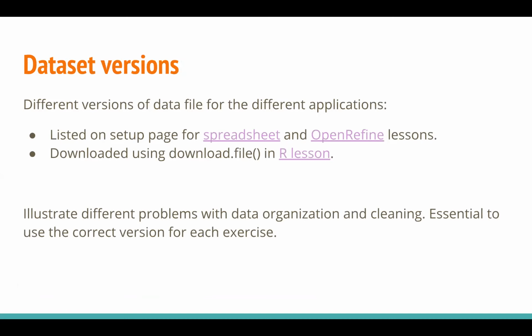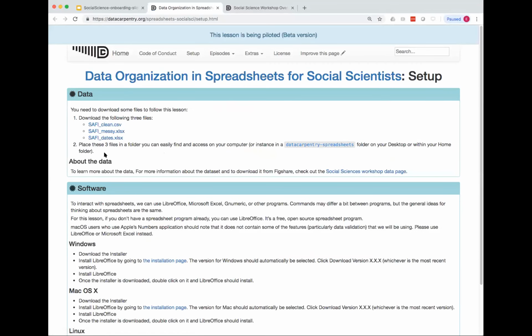Another thing to be clear about upfront with your learners and as you're preparing to teach is that there are multiple different versions of the teaching data set that are used for the different lessons. This is very similar to how things work in the ecology lesson, where we have created different messy versions of the spreadsheet and messy versions of the CSV file to teach the learners particular things and particular strategies for cleaning up the data. And so if you look at the setup page for either the spreadsheet lesson or the OpenRefine lesson, you will see links to all of the relevant data files.